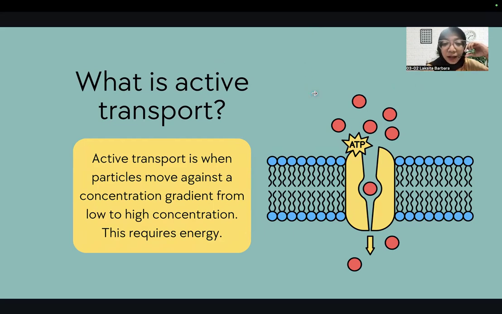The cells in our body are constantly doing active transport of sodium and potassium particles. The function of this active transport is to keep the balance of the intracellular and extracellular fluid. In order to keep the balance, we use energy to keep transporting the sodium and potassium inside and outside the cells.